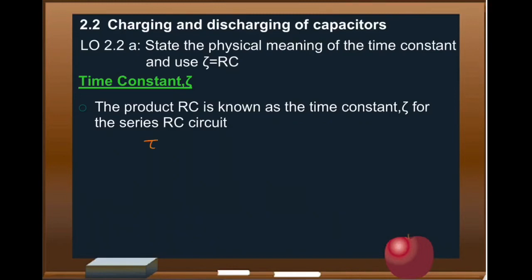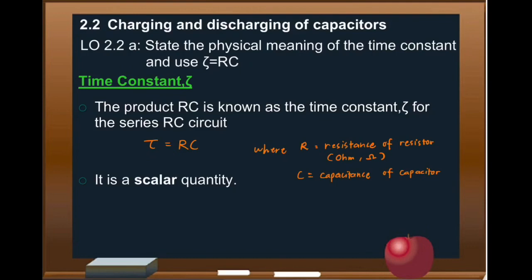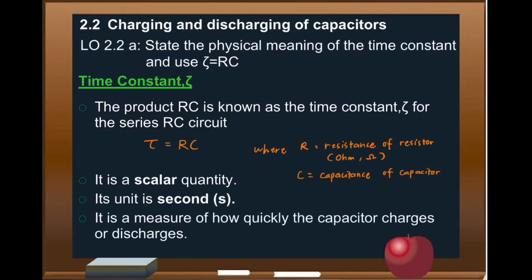So you can write the formula as tau is equal to RC, in which R is the resistance of the resistor. The unit is in ohms. And then C is the capacitance of the capacitor. Time constant is a scalar quantity and the unit is in second. It is also a measure of how quickly a capacitor charges or discharges.